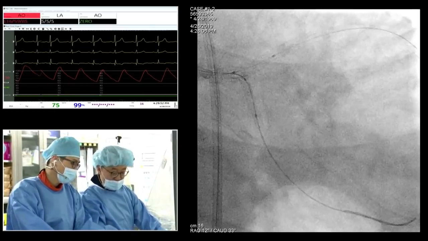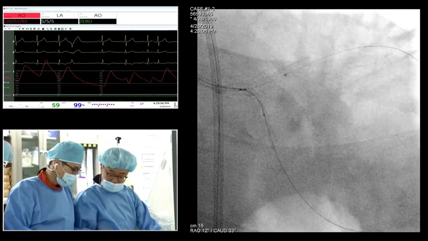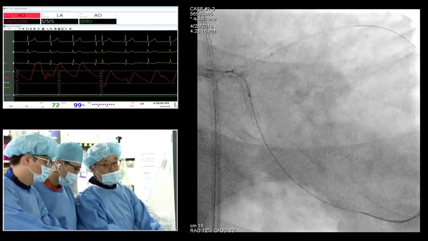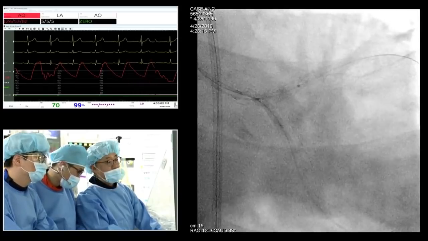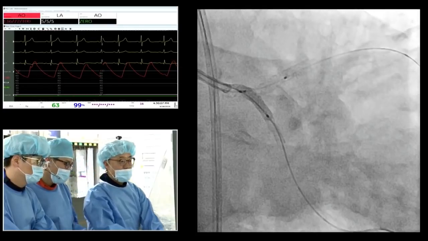Go. 3.5. Okay, got it. Circumflex, go. 10, 12, 14. Circumflex 14 first. Okay, 20, 20. Okay, deflate.